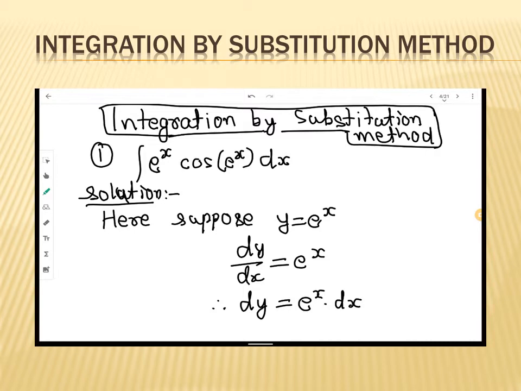Now we integrate the expression by the substitution method. Example for the substitution method is e^x into cos e^x dx. This is the first example. Here is the solution. Here suppose y is equal to e^x. We just suppose that y is equal to e^x.